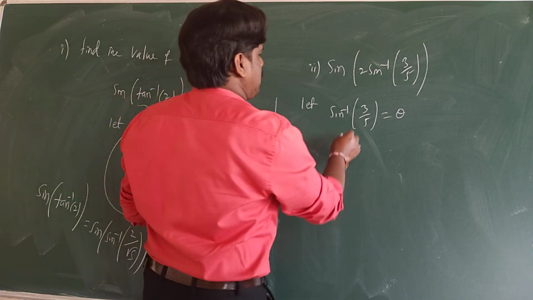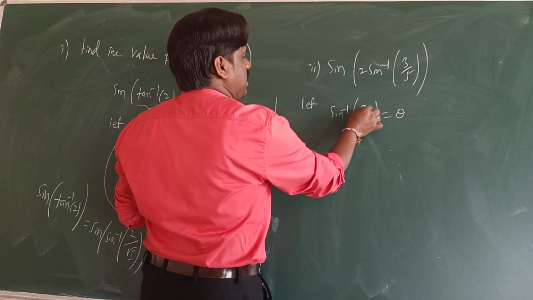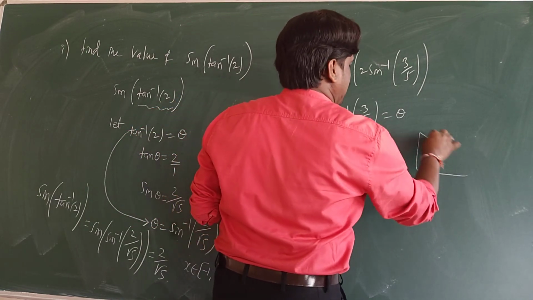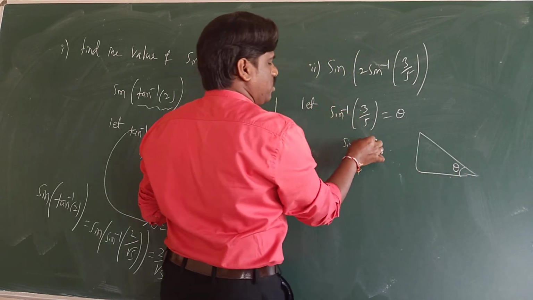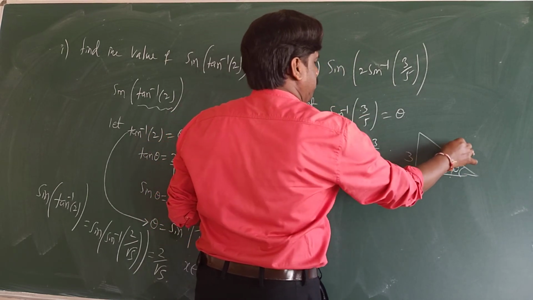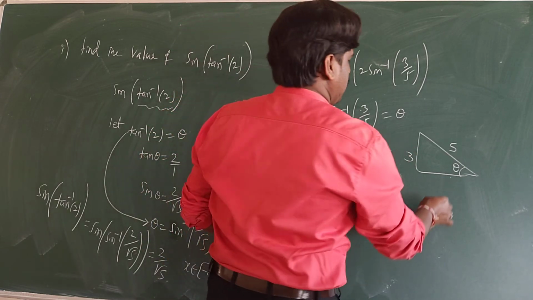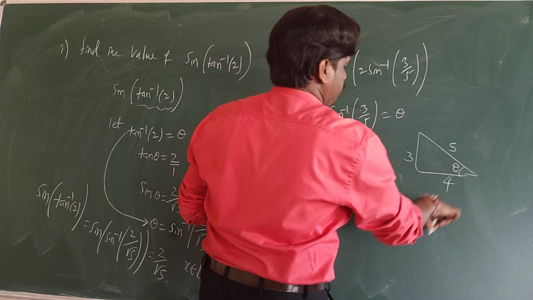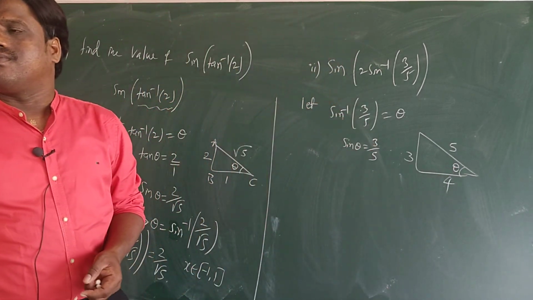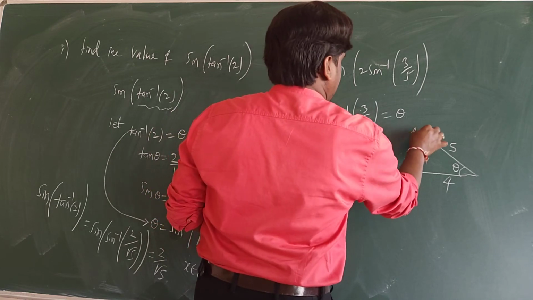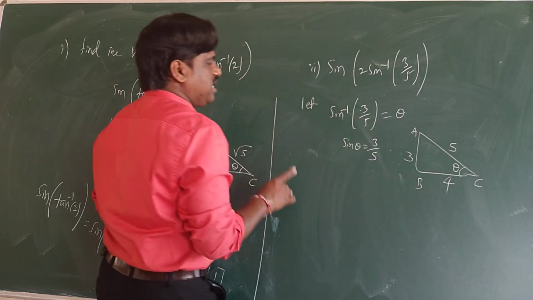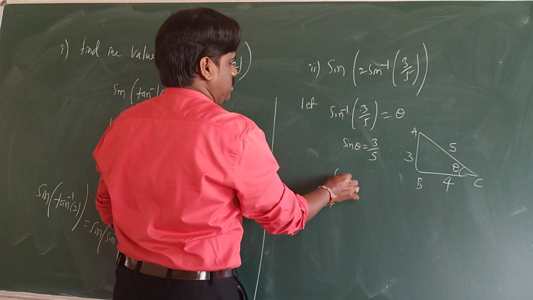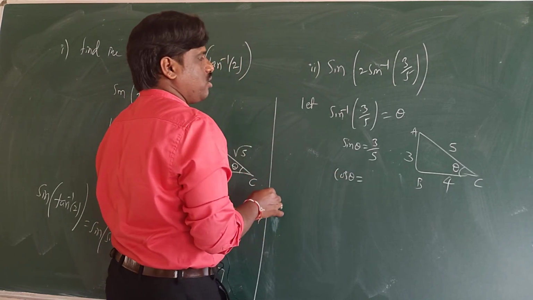So now sine inverse of 3 by 5 is theta. Then I get sine theta equal to 3 by 5. Take the right angle triangle here, theta is here, and you know sine is opposite by hypotenuse. This is 5, 3, then this will be 4, right? Right angle triangle, 3, 4, 5. So you got here A, B, C, this right angle triangle. If sine theta is this, then what is cos theta? Tell me quickly. Cos theta will be how much?